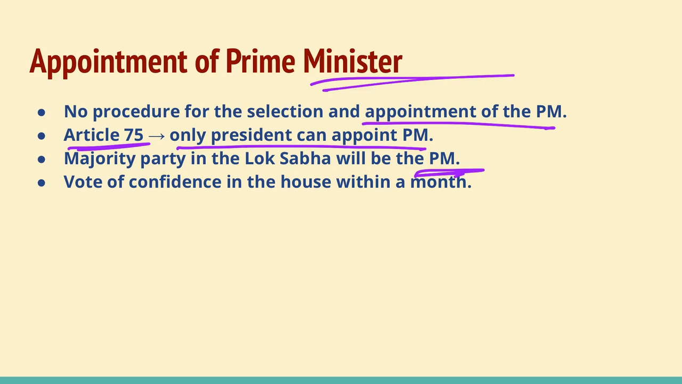minister. Suppose there is no party that has a clear majority in the Lok Sabha, then the president will exercise his personal discretion in the selection and appointment of the prime minister. In such a situation, the president appoints the majority party leader or a coalition leader in the Lok Sabha as the prime minister of India.